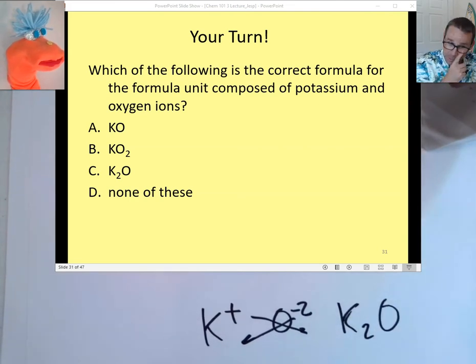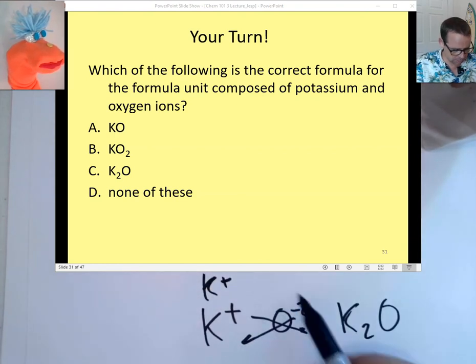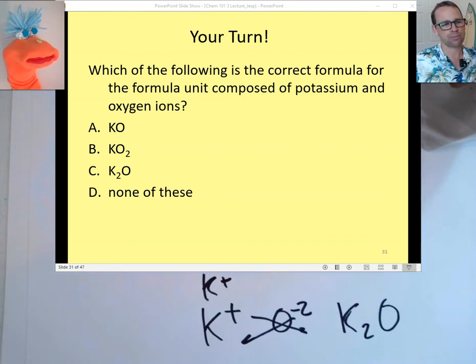K2O1. And again, what that's saying is I need 2 of these positively charged potassiums for every 1 of my oxygen that has a -2 charge. Okay, very good.